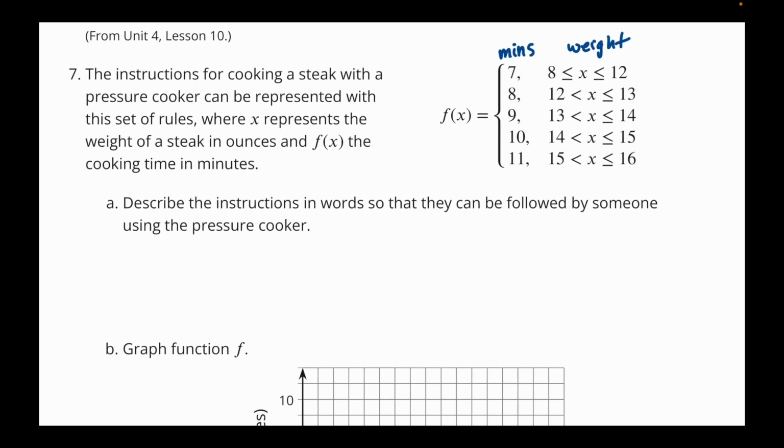So we can say for our instructions, for 8 to 12 ounce steaks, cook for 7 minutes.